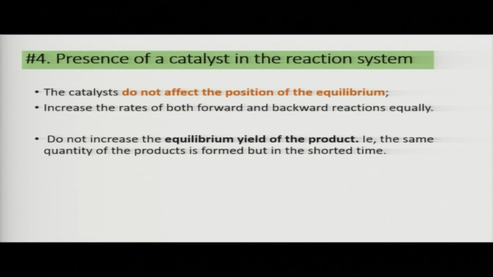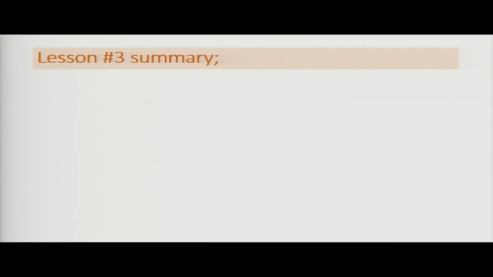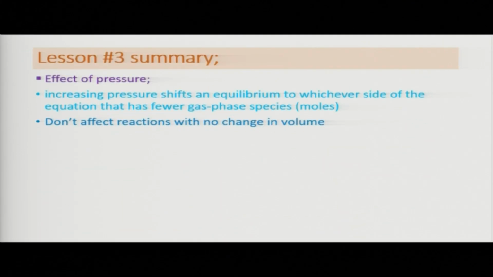So that is quickly what we can look at in terms of the pressure, catalyst, and the addition of noble gas. Let's quickly summarize the lesson. First, effect of pressure. When you increase pressure, the equilibrium position shifts to whichever side has the lower number of moles of gas molecules. That is a point to take note of.